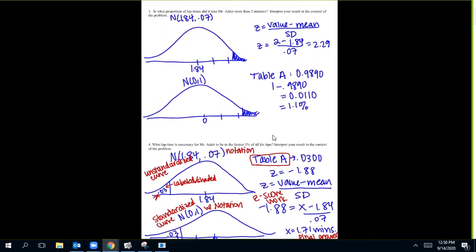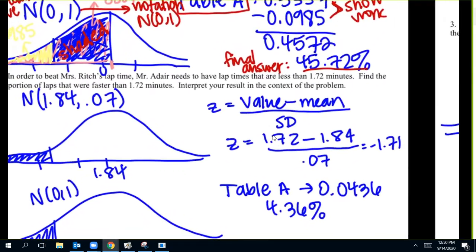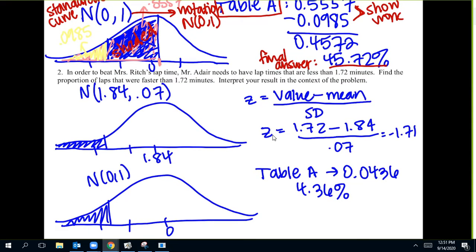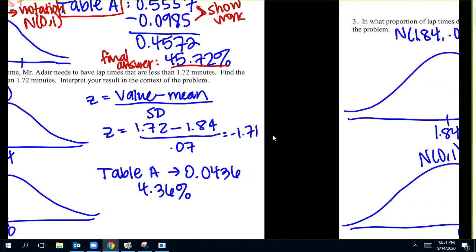So we'll start with number 2. Faster than 1.72 is shaded to the left. And so remember, faster is less than in a race. So I have my unstandardized curve first with notation, my standardized curve second with notation, my z-score formula filled in. That's my work. And then table A with the answer. You can pause to check over it. I'm going to move on to number 3.